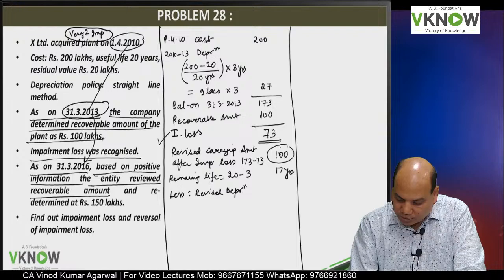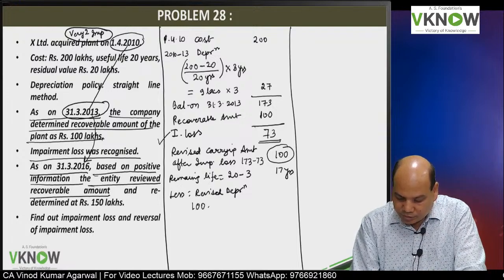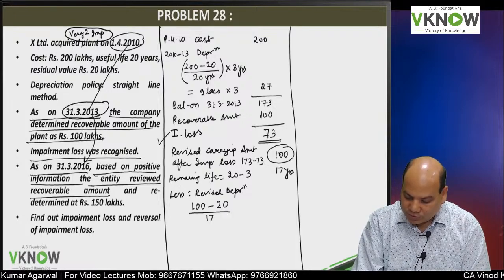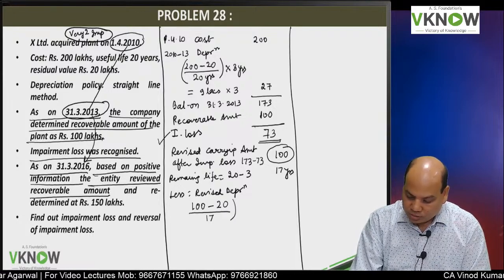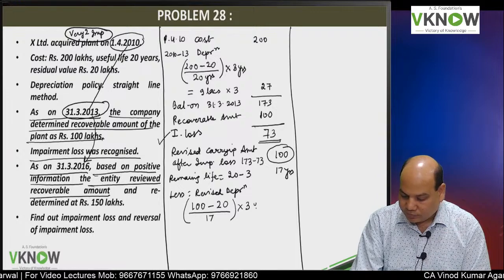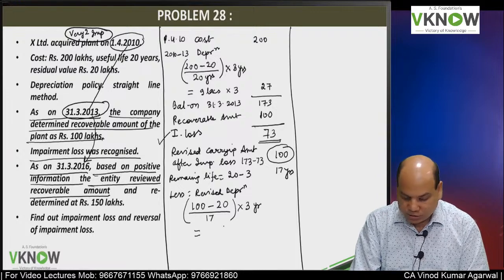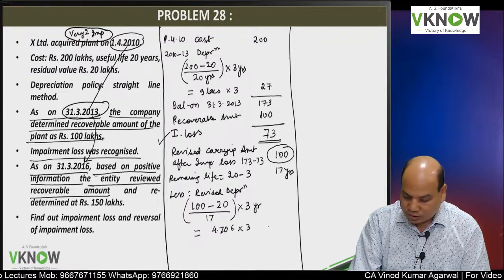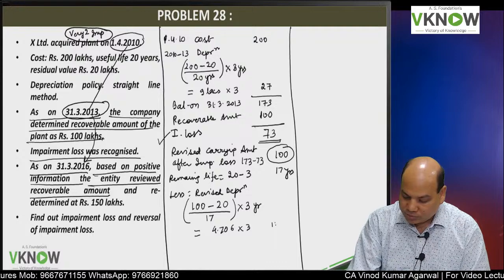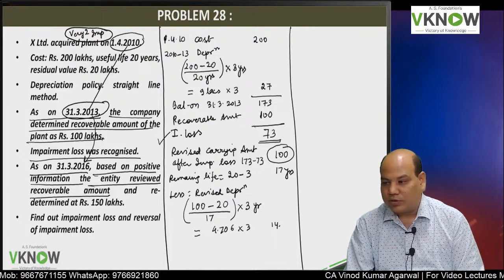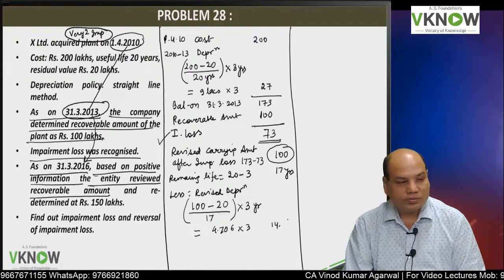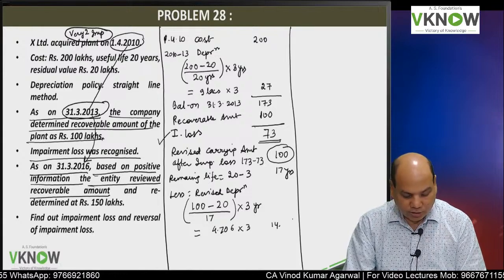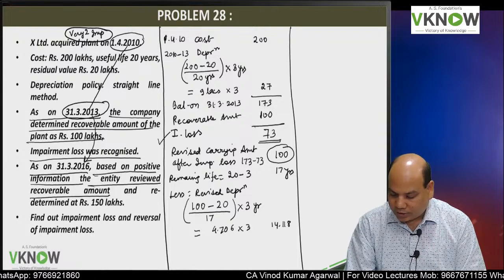Depreciation will now be provided on 100. Residual value is 20. Number of years 17, into 3 years. So per year depreciation is 4.706 lakh into 3. So total depreciation provided in the years 2013-14, 14-15 and 15-16 is coming to 14.118 lakh.